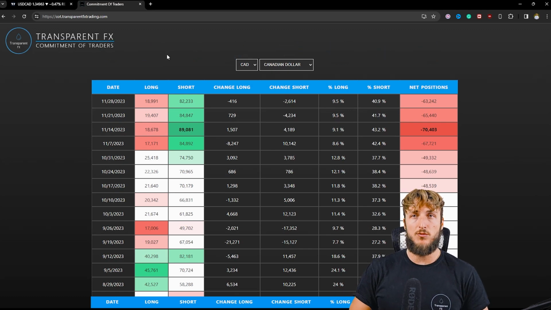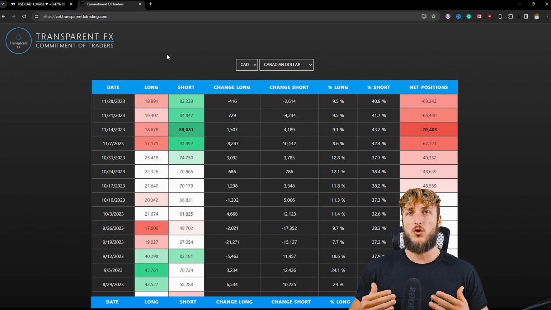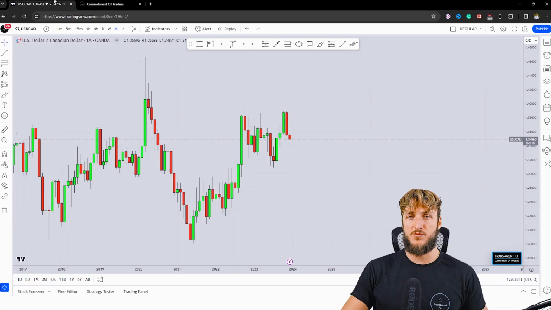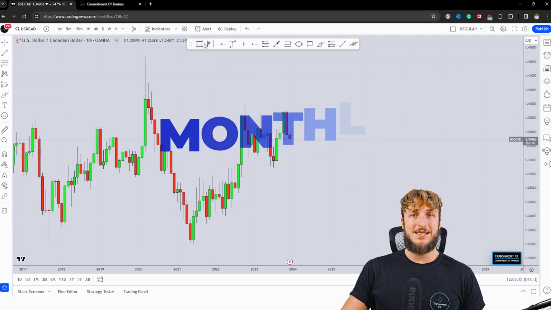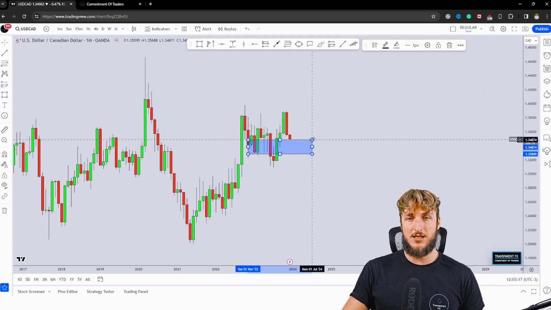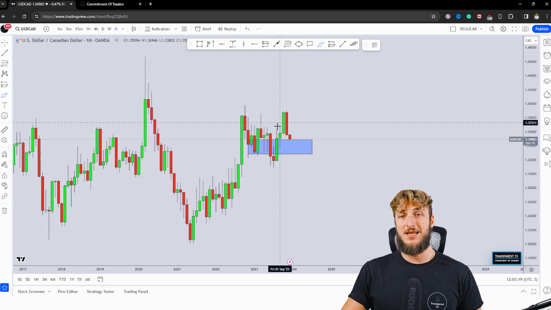And by the end of the video, by using a combination of these two different types of analysis, we will try to understand where we have the highest probabilities for the next potential move here for this pair. Now, starting from the monthly time frame, what we can see is that at the moment we have a market which is testing quite strong monthly demand and support.